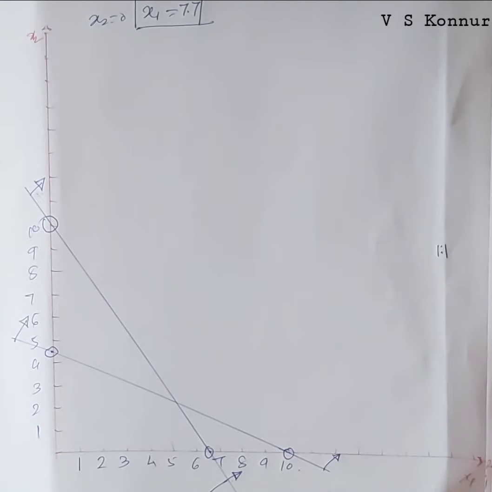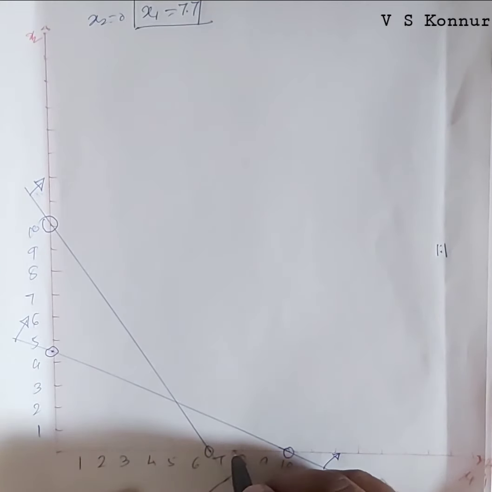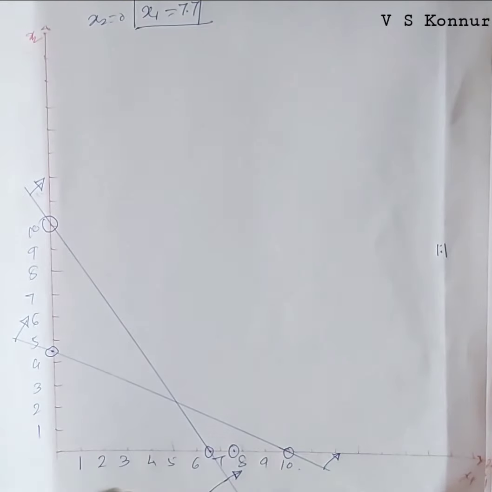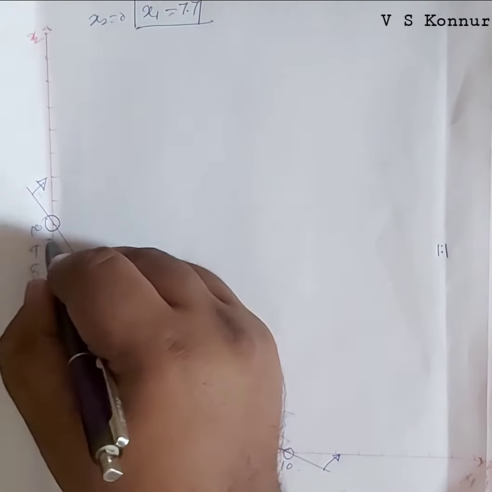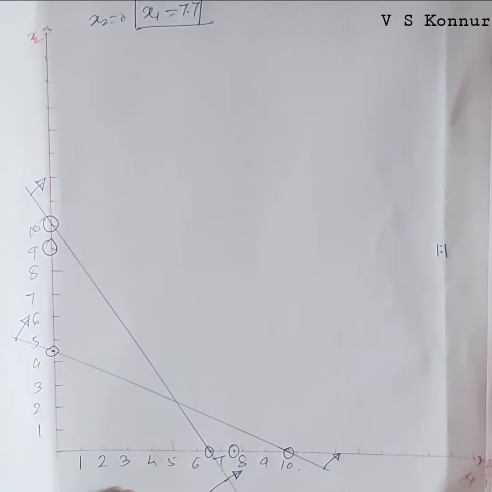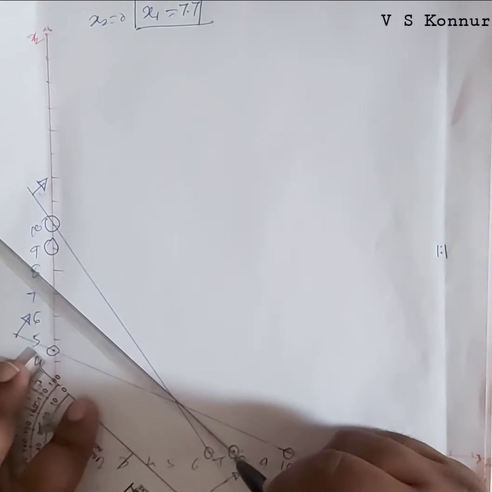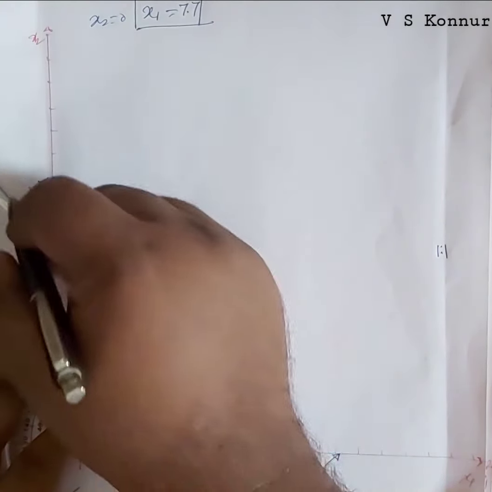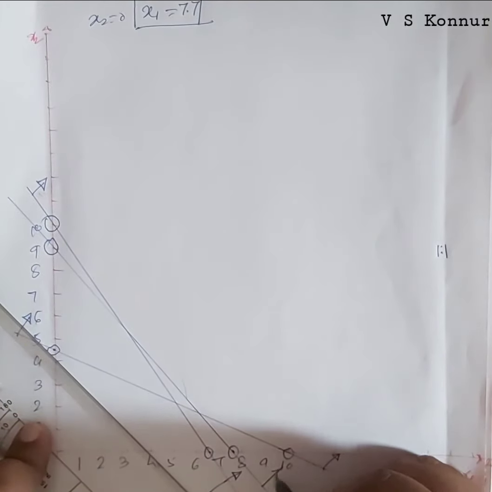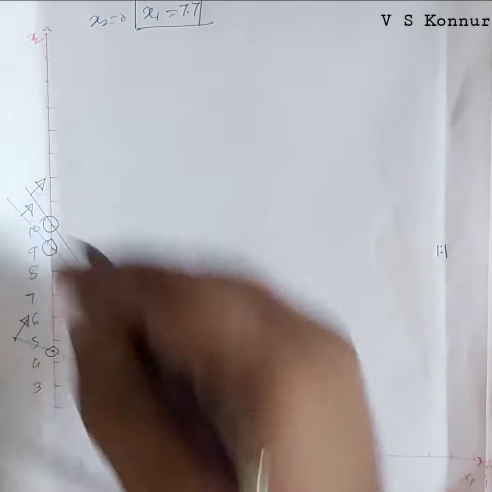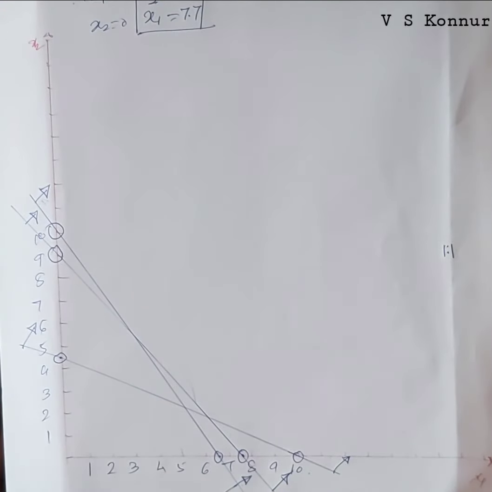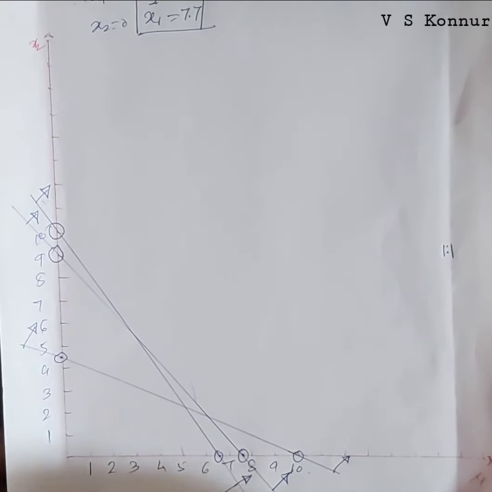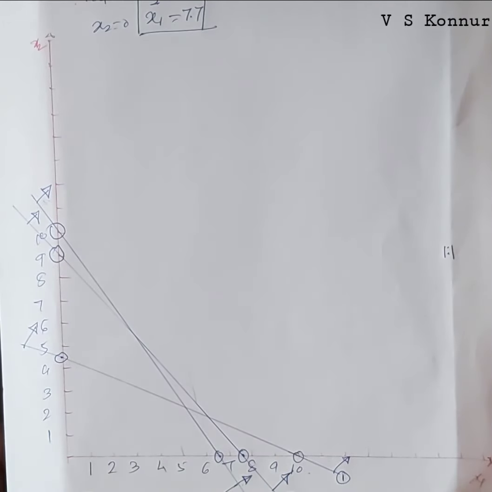Then third line, x1 equal to 7.7, x2 equal to 9. So we'll draw a line, and the arrow mark should be away from the origin, because the greater than or equal to sign is there. So first line, second line, third line we got. So all these three constraints we got.